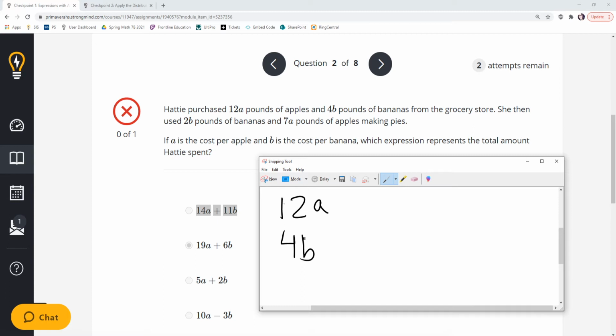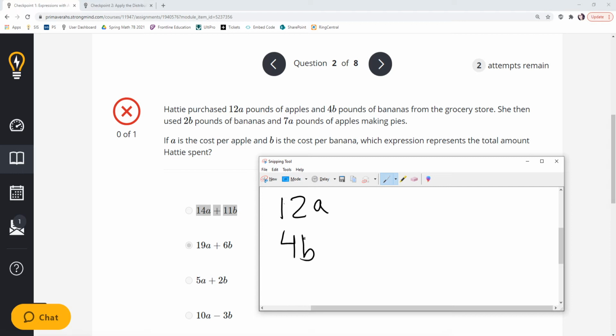When Hattie goes to bake her pies, if I start with 12 pounds of apples, and then I need 7 pounds to put in my pie, I'm taking those apples that I have, I'm peeling them, I'm chopping them up, and I'm putting them in my pie.